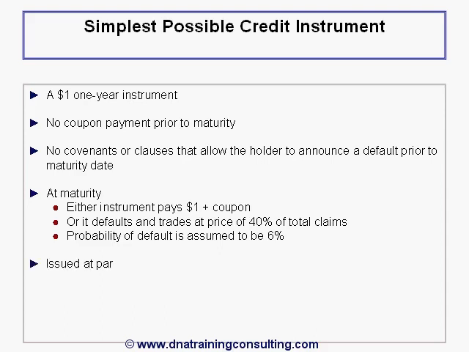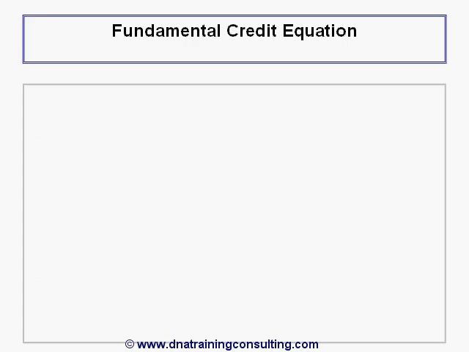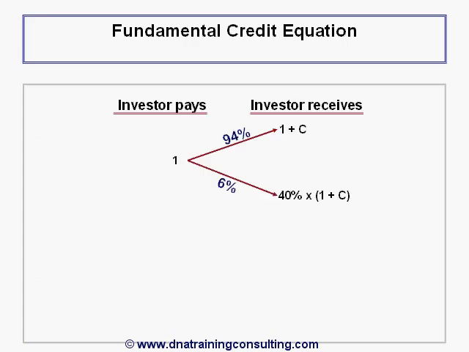The instrument is to be issued at par, and you are asked to calculate the minimum coupon that would be acceptable to you to purchase the instrument, knowing that the one-year risk-free rate at that time is 5%. The tree you see here describes the two possible states for this instrument: default or full payment, with probabilities of 6% for default at the bottom and 94% for full payment at the top. This enables us to calculate the expected value at maturity of the instrument by multiplying the probability of each scenario by its outcome.